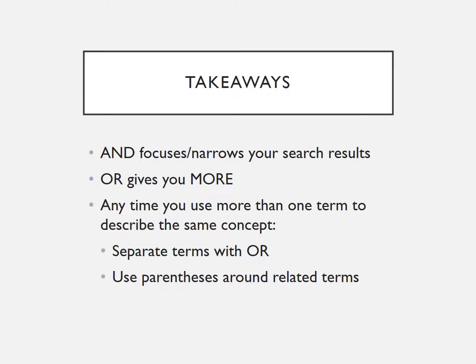The only things you really need to remember is that and narrows down your search and or gives you more. Or is what you'll use when you've got more than one term to describe the same concept, for example, teenager or adolescent. It's very important that anytime you use or, put those terms inside parentheses, otherwise the database might get confused. So let's work through an example.